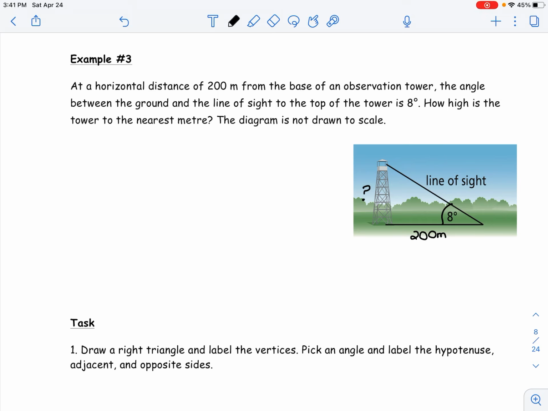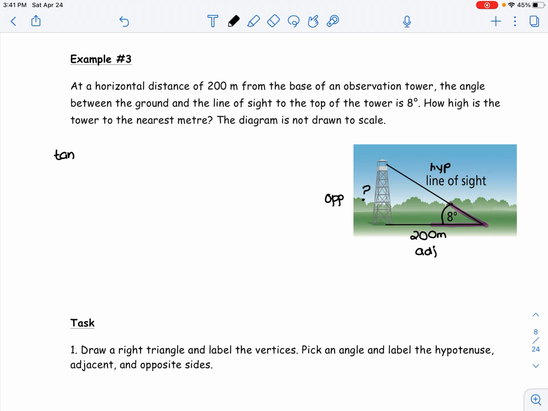So let's label our triangle. This line of sight is your hypotenuse. The other side length coming out of the 8 degree angle: remember, there are always two side lengths coming out of your angle. One is your hypotenuse. The other one is your adjacent side. And then we have our opposite side, the missing side.